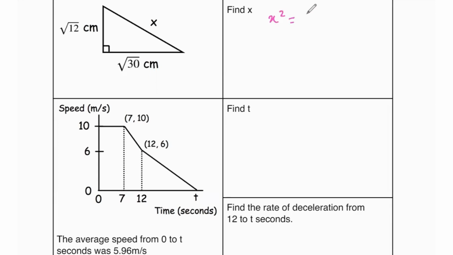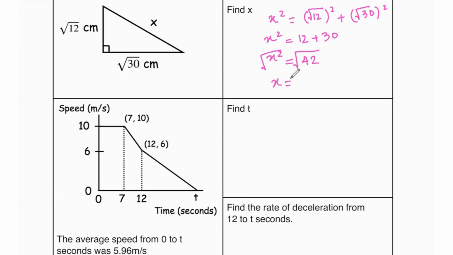x squared would equal square root of 12 squared plus square root of 30 squared. So that's going to be x squared equals 12 plus 30, because the square of a square root number is the number itself. So the powers get cancelled out and we're left with 12 and 30. Add them up, so that's going to be 42. Then you square root to get rid of the square on x. So x is going to equal 6.48 centimeters.